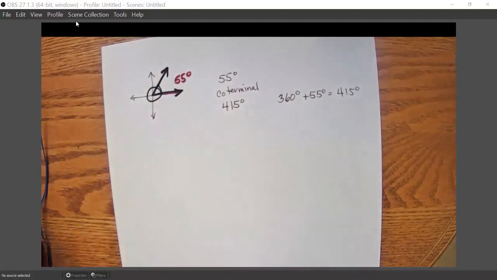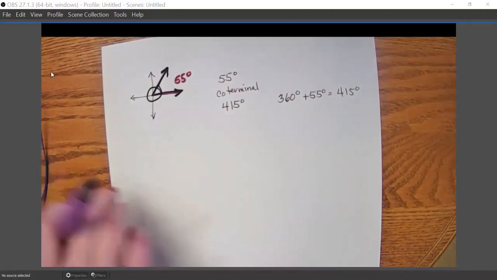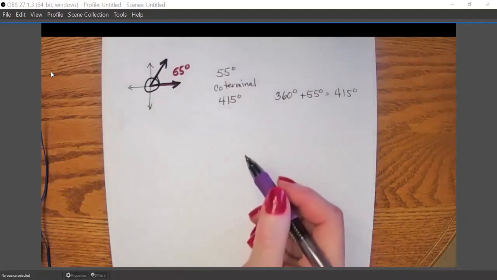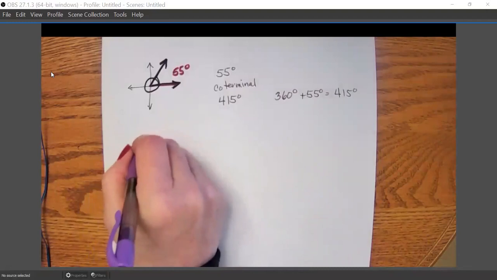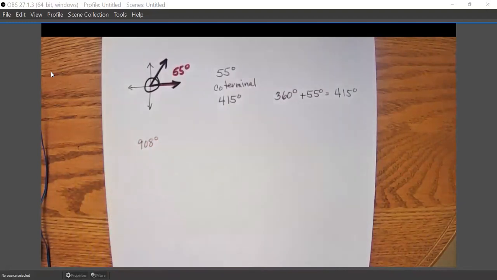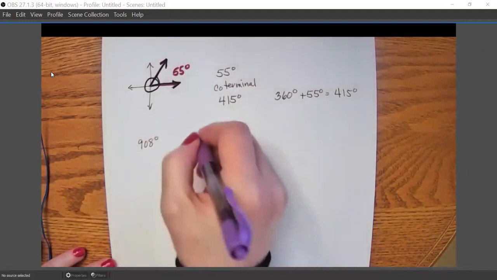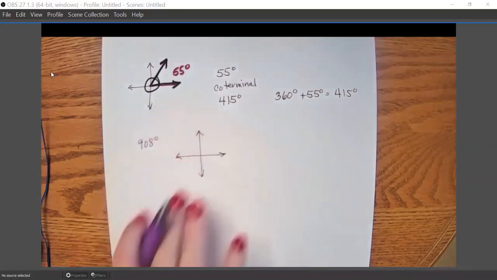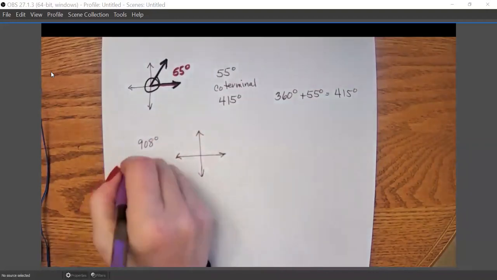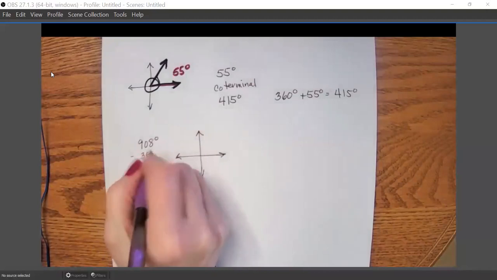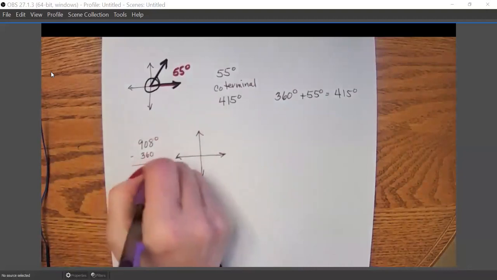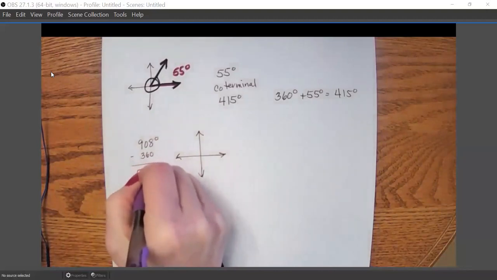So let's go ahead and look on page 124, example 5. Here they want us to find the angle of least positive measure, which means the smallest positive number, that is coterminal with a 908 degree angle. All right, well, let's see. Where would a 908 degree angle wind up? In which quadrant? Well, I'm going to, first of all, take the first time around the circle off that measurement. So 908 minus 360, that's going to leave 548.